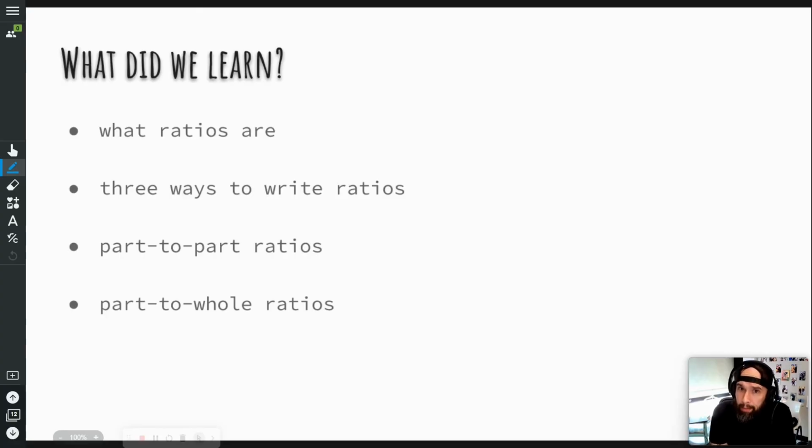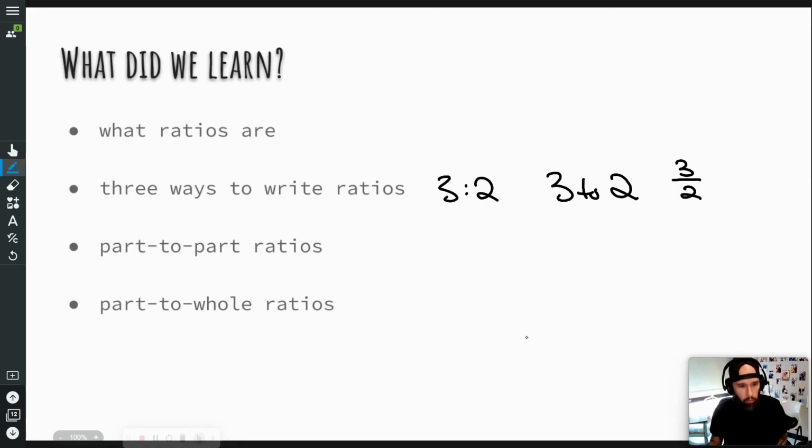What did we learn today? Well, we learned what ratios are. We learned that you can write out a ratio as a way of comparing numbers using division. We wrote 3 ways to do ratios. So the one with the little colons, so something like 3 to 2, which is the same as 3 to 2, which is the same as 3 over 2.